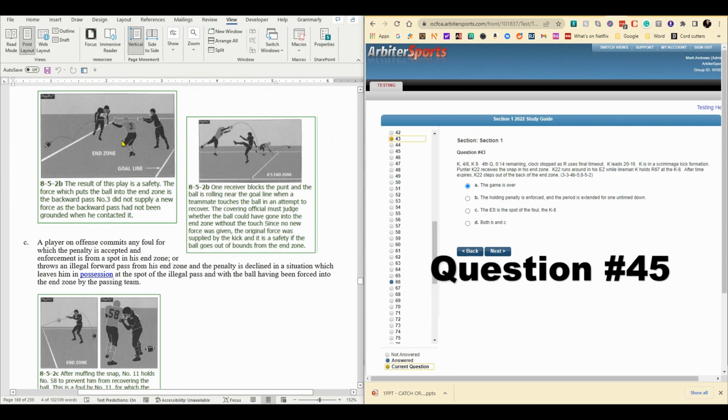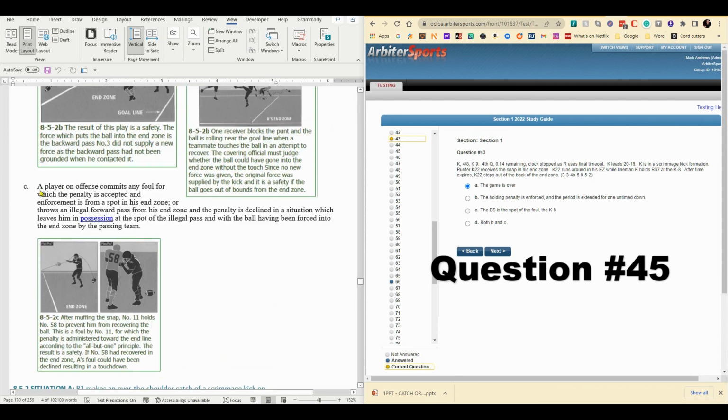If we go down to C, we see a player on offense commits any foul for which the penalty is accepted and enforcement is from a spot in his end zone. Now, where is the enforcement spot? What kind of play is this? This is what you always ask yourself when you're trying to figure out enforcement spots.